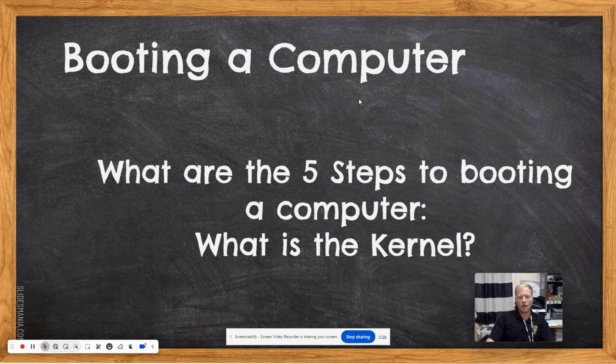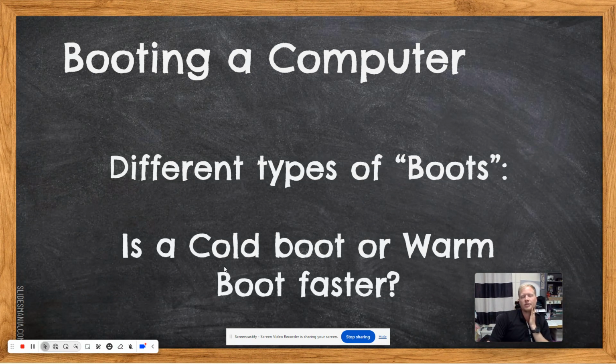All right, what is a kernel? The kernel is the main bridge. It is what works between hardware and software. That is very important to know: the kernel is the main bridge between hardware and software. Now, there are 2 different ways to start your computer. There are 2 different types of boots, so to say. You got a warm boot and a cold boot.